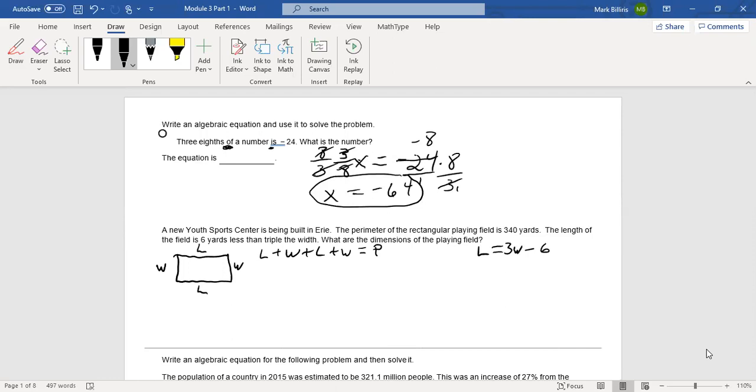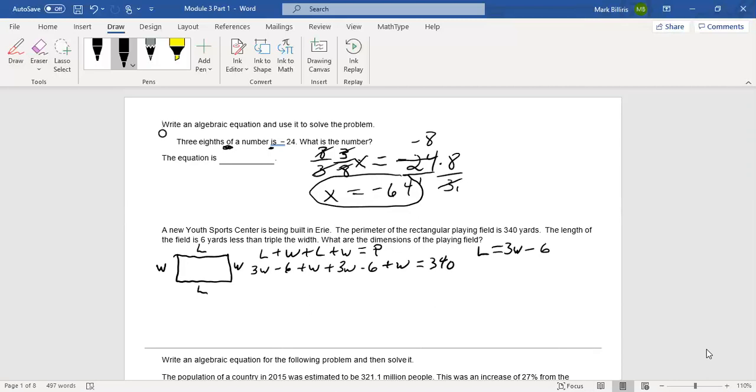Okay, so now when we look at our formula, L plus W plus L plus W equals P, we can substitute 3W minus 6 in for L. So we would have 3W minus 6 plus W plus 3W minus 6 plus W equals perimeter, and they give us the perimeter is 340 yards.